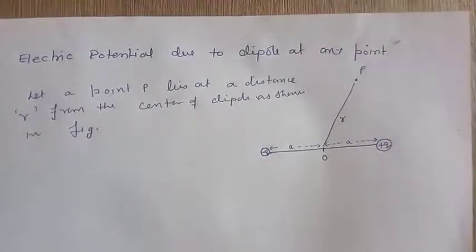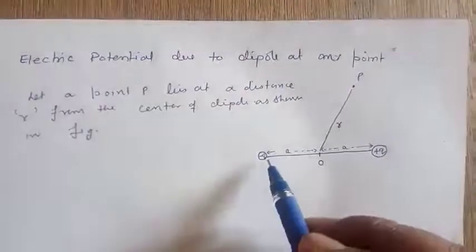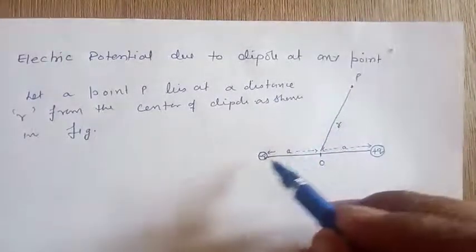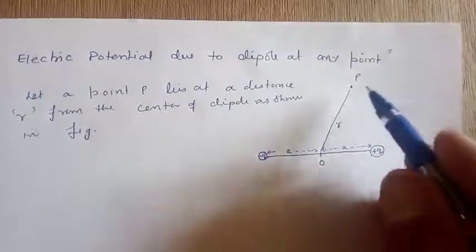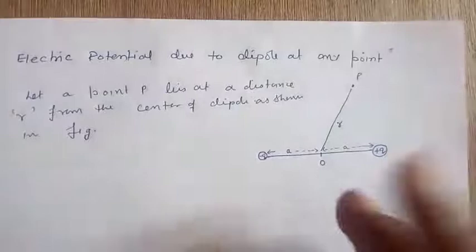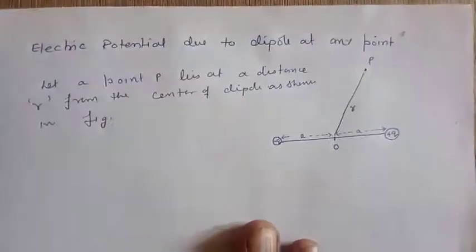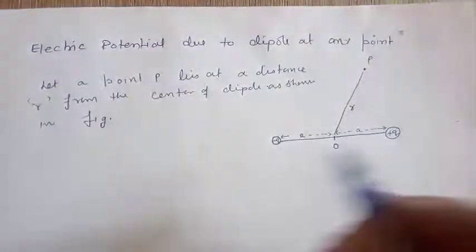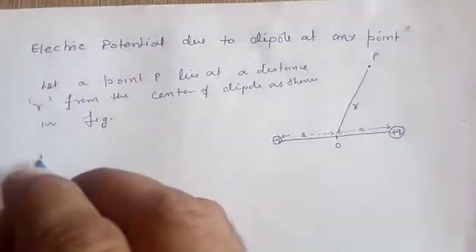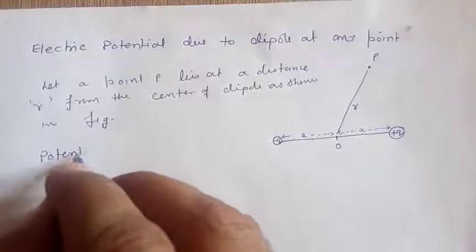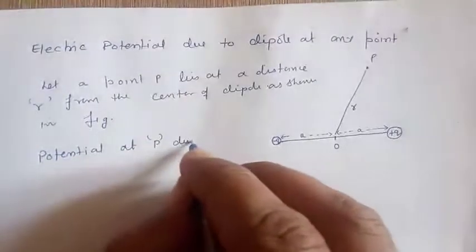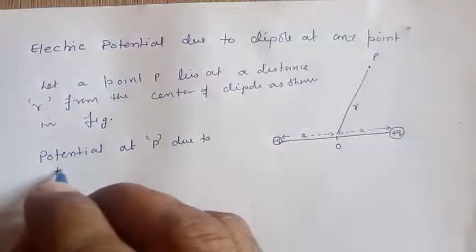So now we are having the two equal and opposite charges, so there will be two different potentials. Different potentials mean potential due to the positive charge at point P and potential due to the negative charge at point P. So first of all, let us find the potential due to the positive charge at point P. So electric potential at P due to positive charge.